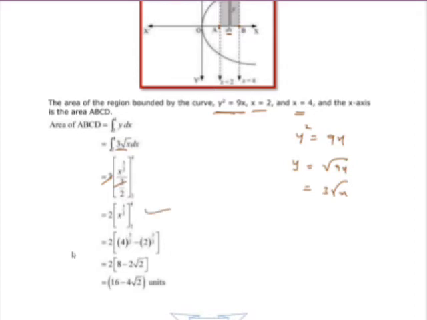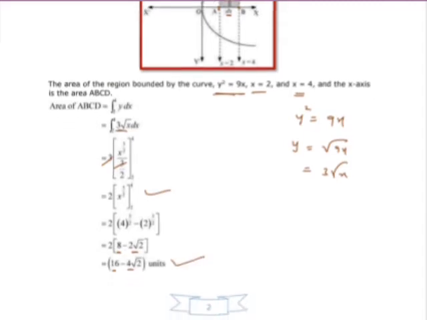So now substitute upper limit minus lower limit. Here 4 to the power of 3 by 2 minus 2 to the power of 3 by 2. 4 to the power of 3 by 2 can be written as 8, that is 2 square, 2 cancelled, 2 cube is 8 here. And here 2 to the power of 3 by 2 can be written as 2 root 2. So just multiply the 2 inside the bracket: 2 times 8 is 16 minus 4 root 2 square units is the required solution.